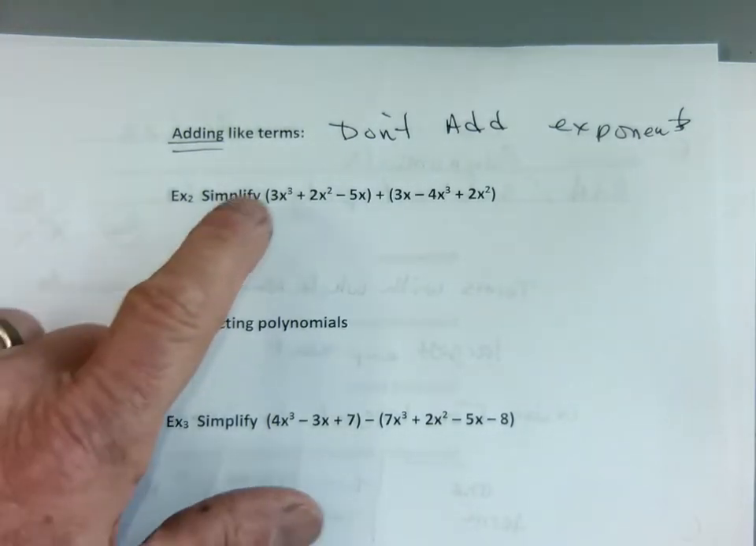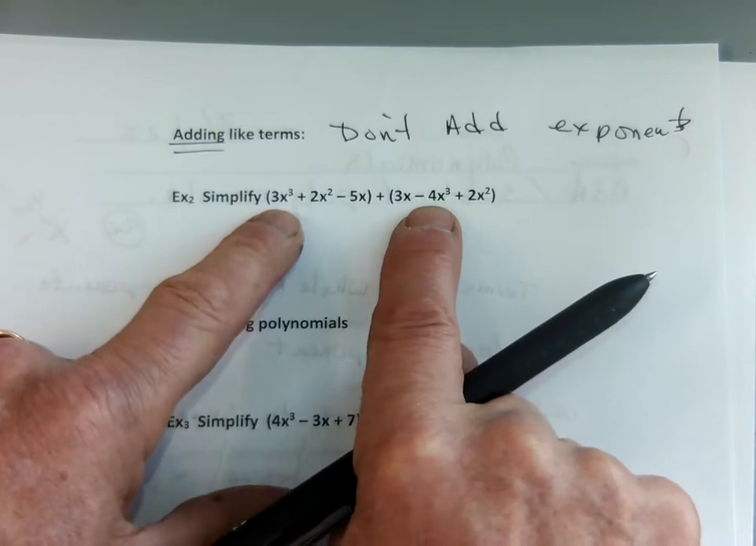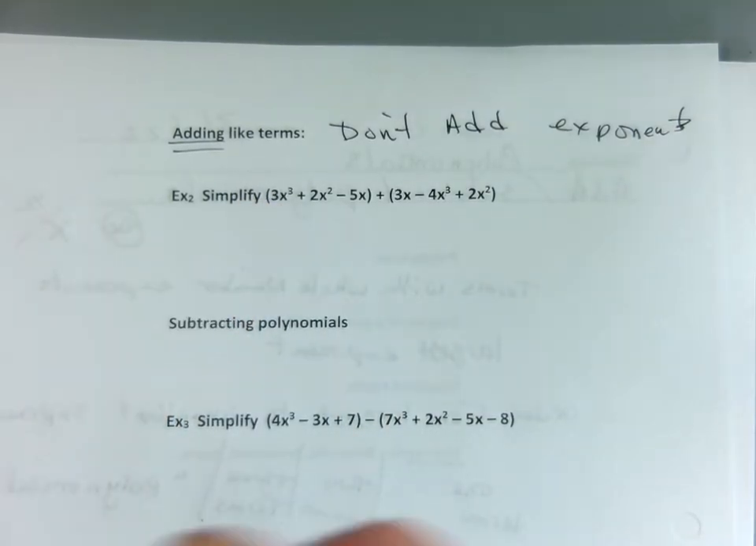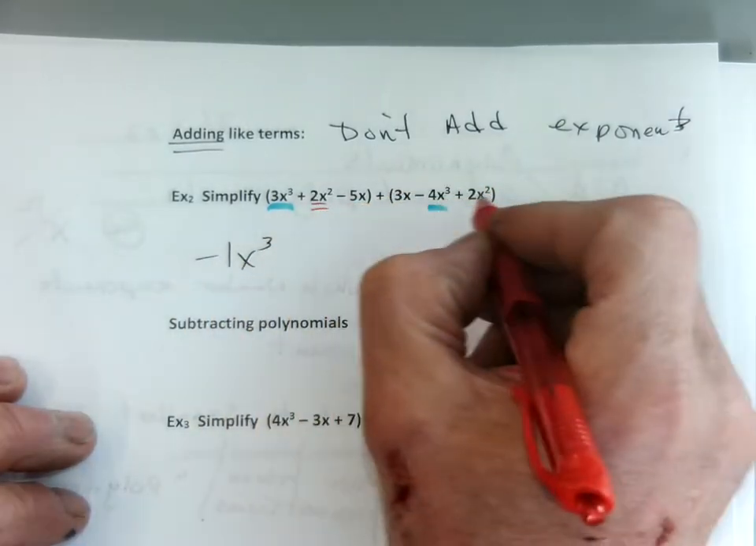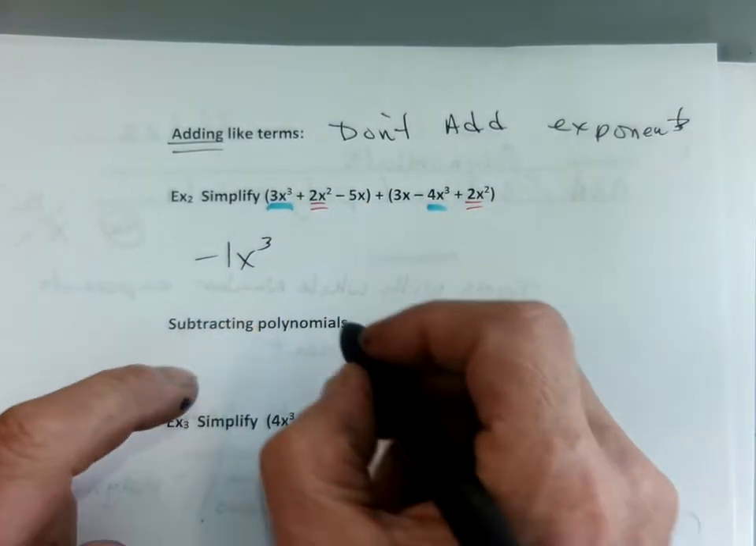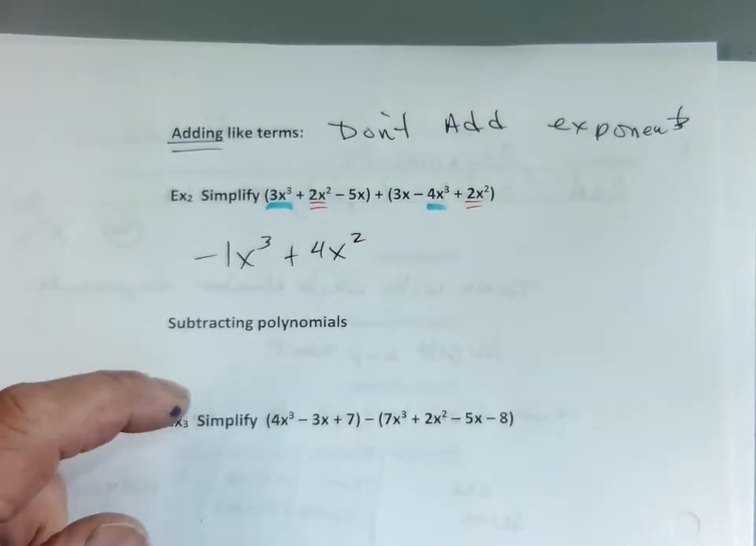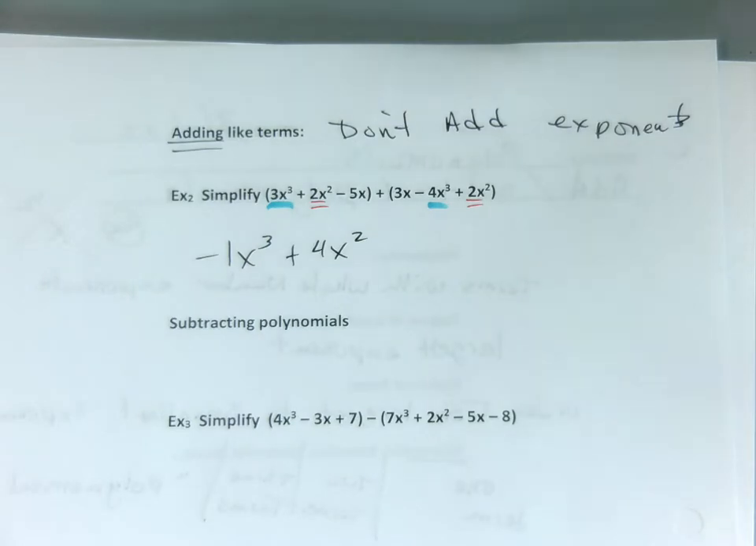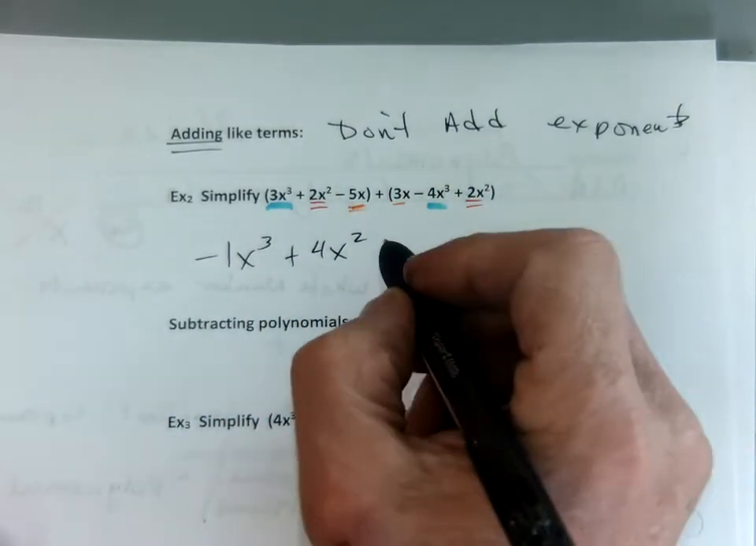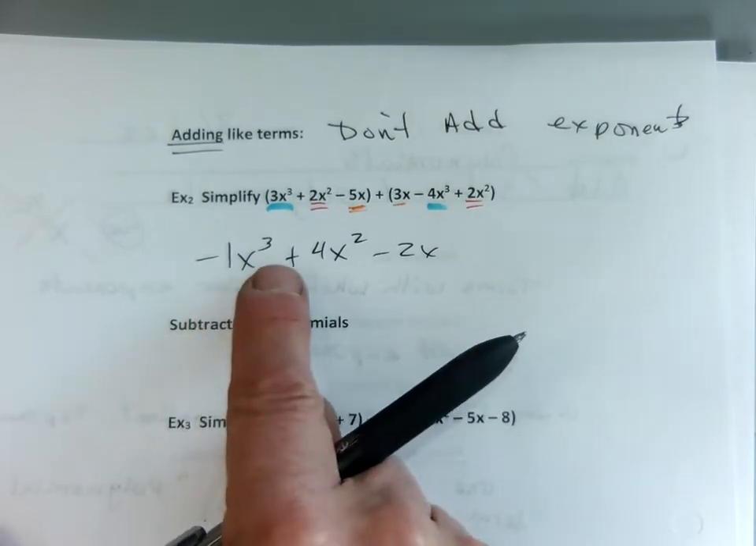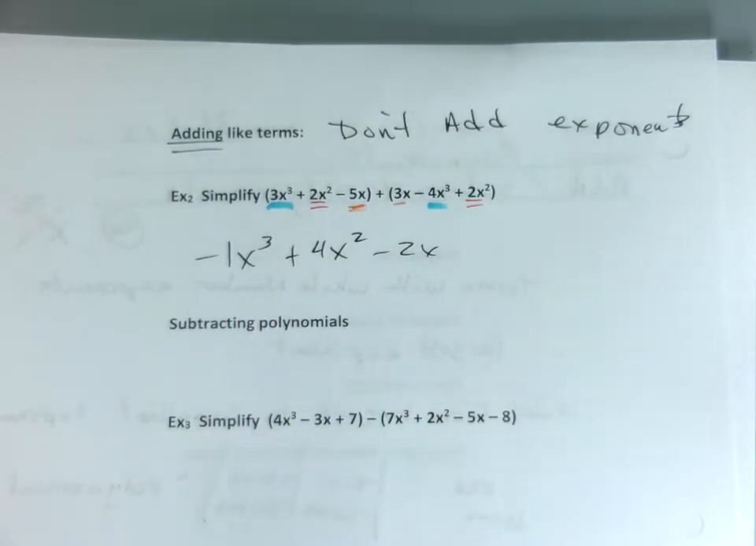So I'm going to put 3x cubed and a minus 4x cubed together and I get a negative 1x cubed. I'm going to add a 2x squared with a 2x squared and get a positive 4x squared. It's this easy. Here's orange. I'm going to put my negative 5x with my 3x and have a negative 2x. And I'm done because you only add like terms. That's my answer. Okay? Thumbs up.